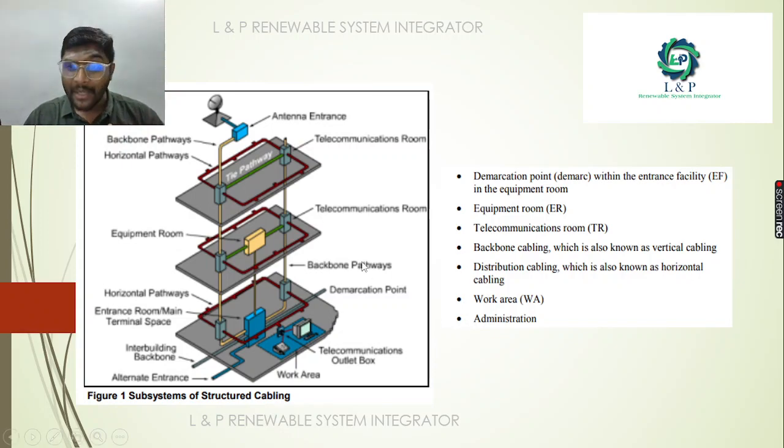Next is the backbone pathway. We can also call it a vertical pathway. As you can see here, the cabling is vertical in direction. So backbone cabling is also referred to as vertical cabling. Next is the distribution cabling. Normally the distribution cabling will be in the horizontal pathway. The horizontal pathway is also referred to as distribution cabling, because with the help of the horizontal pathway we are going to distribute to the field side.